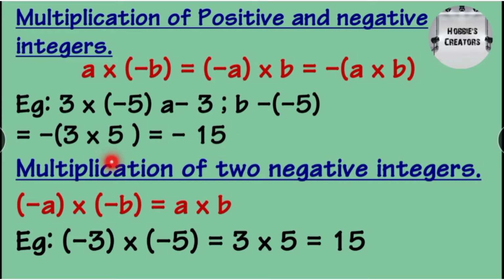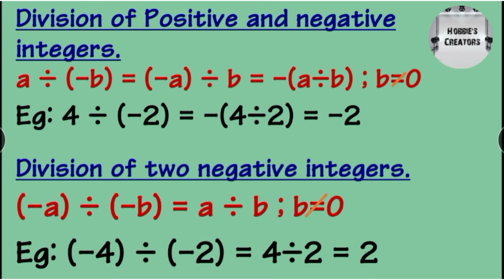I hope you understand this. Now we can move on to the next one. Multiplication of two negative integers. So if we multiply two negative integers, we will get a positive integer. We have seen in the first introduction video, right? So the same way here, minus a into minus b, which gives you a positive value, that is a into b. So see here, for example, minus 3 into minus 5, which gives you 3 into 5, which is equal to 15. We get a positive number. I hope you understand this.